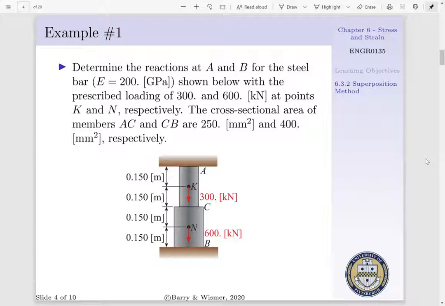Now, the cross-sectional area of member AC is 250 millimeters squared, and that of CB is 400 millimeters squared. The lengths of member AK and KC are 0.150 meters, and that of CN and NB are also 0.150 meters.